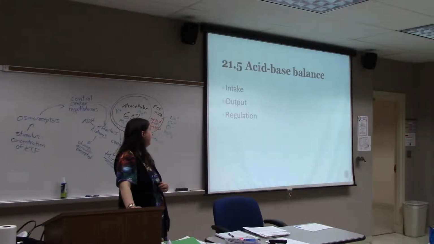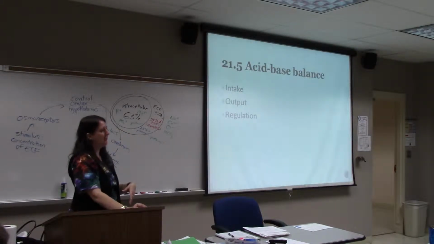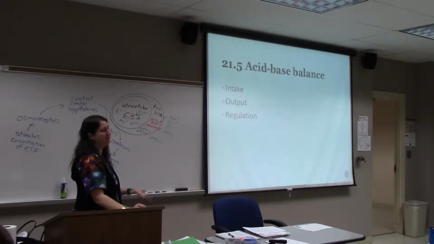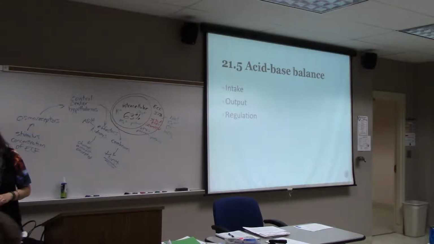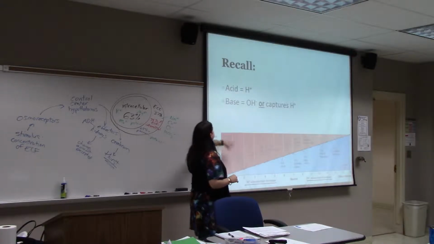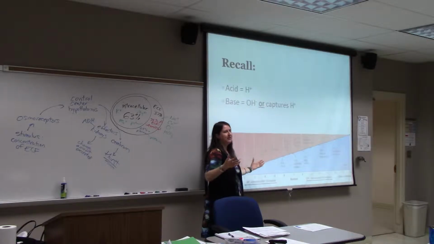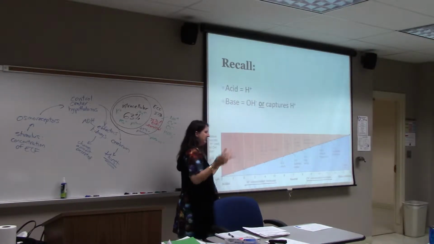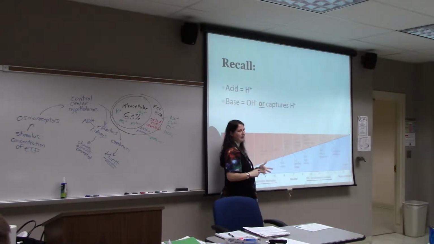Acid-base balance is the last one. This one's actually broken up into a couple of sections in the textbook. The first one looks at where the acids come from, how we get rid of them, and how we regulate them. Quick review. Acid means hydrogen ions. Base means something that reduces hydrogen ions from the fluid around it, often by releasing hydroxide ions, but not always.